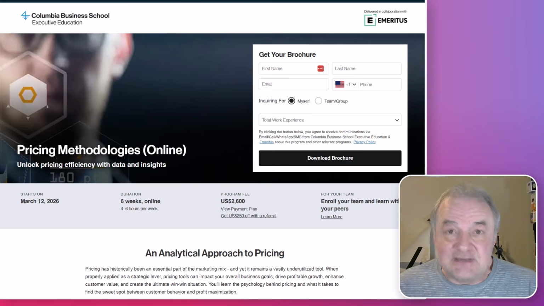That makes pricing pretty serious. That makes pricing something we should at least stop for a minute and pay attention to. Just think about it a little bit more. Your pricing makes a difference.